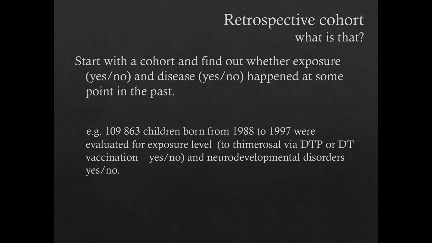So they did not start with people who were exposed and compare them to people who were not exposed. They did not start with people who had neurodevelopmental disorders. But what they did is they started with a group of people and then looked back retrospectively for disease and for outcome and exposure.